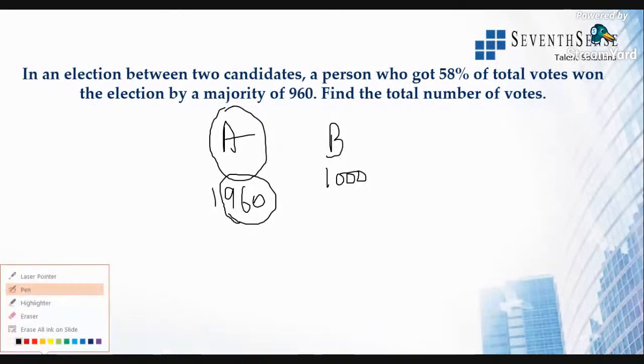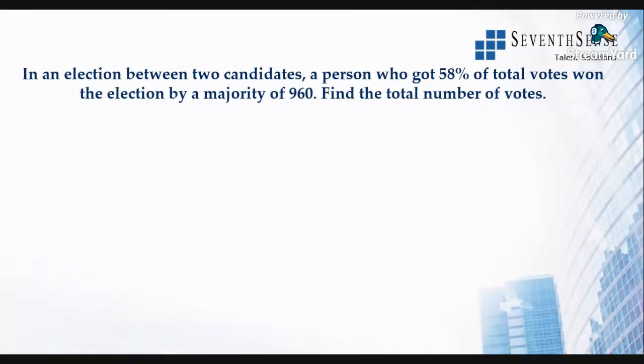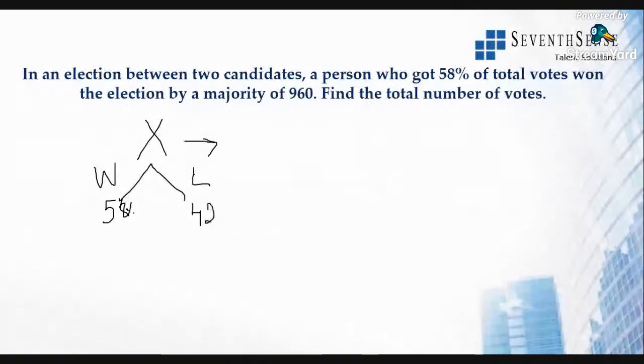But what are they asking now? Find the total number of votes. So x will be the total number of votes. The candidate who won the election got 58% of the votes. And the candidate who lost got 42% of the votes.